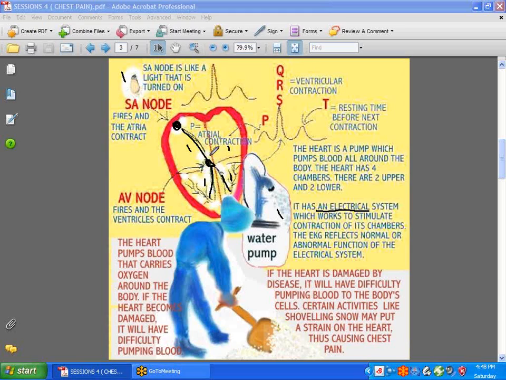Each one has a separate job to do. The right one receives blood from all around the body. Then it's pumped into the right ventricle. It goes into the lungs, which you cannot see here. Then it comes back through the left atrium, into the left ventricle, and then is pumped all over the body.